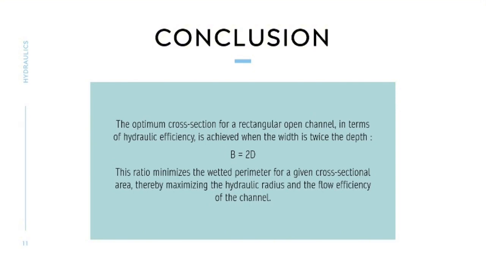Last but not least, the conclusion of this topic is that the optimum cross-section for a rectangular open channel in terms of hydraulic efficiency is achieved when the width is twice the depth, B equals 2D. This ratio minimizes the wetted perimeter for a given cross-sectional area, thereby maximizing the hydraulic radius and the flow efficiency of the channel. This approach ensures channels handle increased flow rates while minimizing frictional losses.